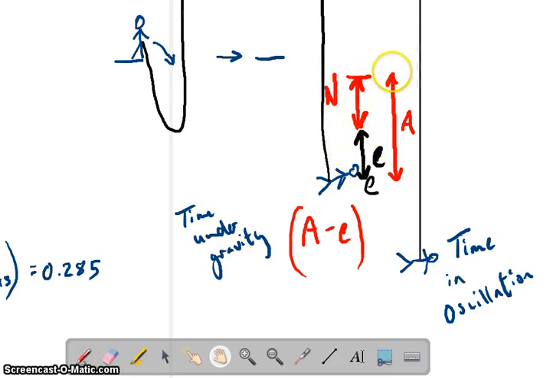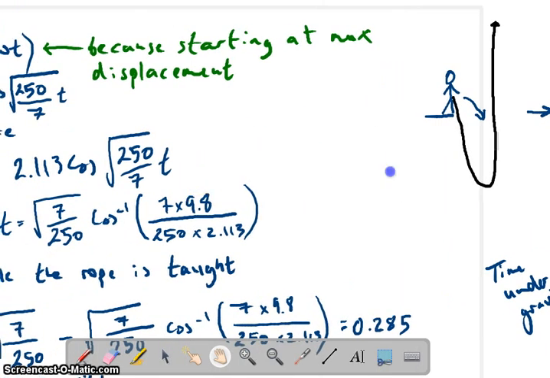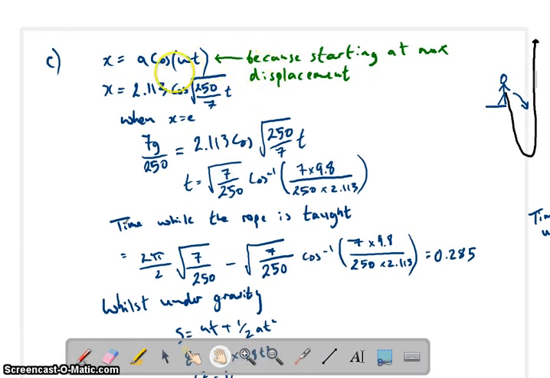Now, if we start off with a cos wave, so we're at maximum displacement initially, then we can just have the oscillation go from maximum displacement to E, and then we can work out the time. So that's exactly what I'm going to do here. Let's just zoom out. Starting at maximum displacement, so we use cos. Here's our amplitude, and we're going to let x equal E, so we can find this false time, the time it takes to get to this point where all of a sudden the string goes taut.